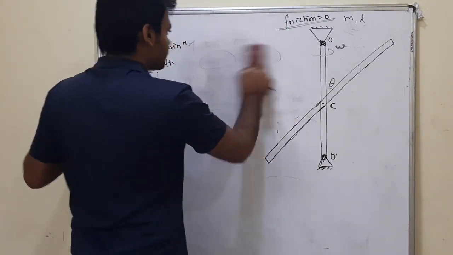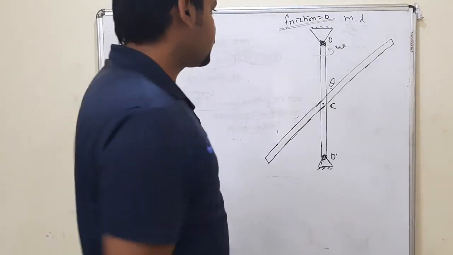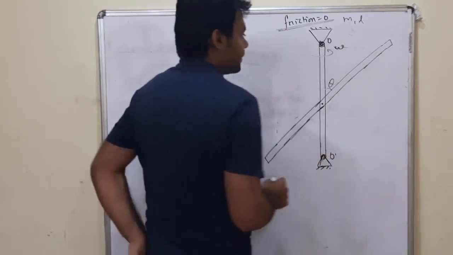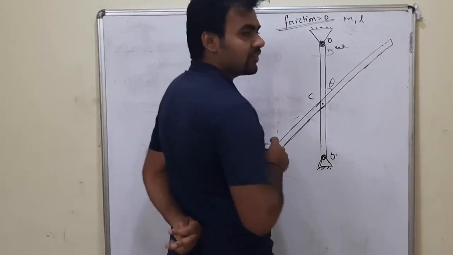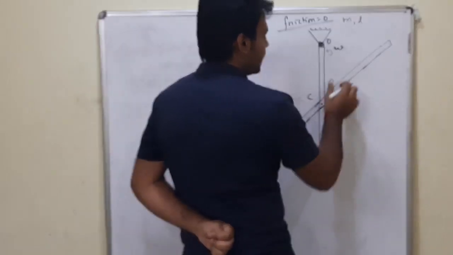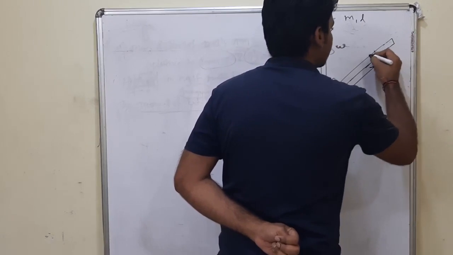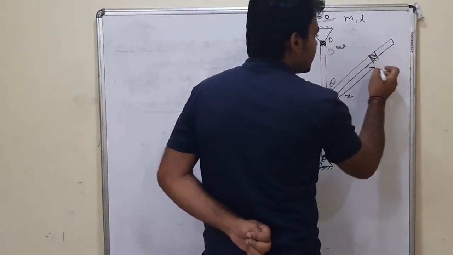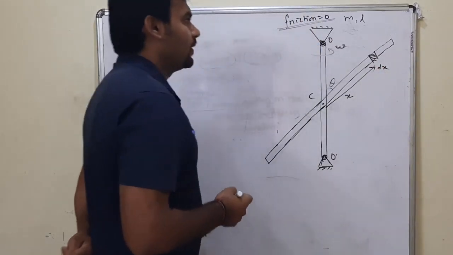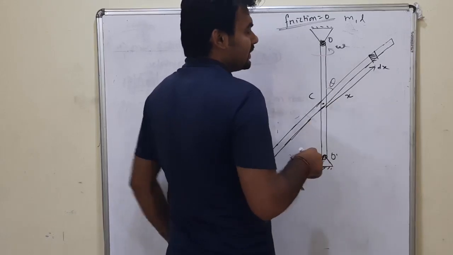Let's start the question. Okay, so for the solution of the first part we will find the angular momentum of this rotating rod with respect to point C, and for that I am considering an element at a distance x from the center, and the element width is, let's say, dx. Okay, now you can see what this element is doing at this instant.